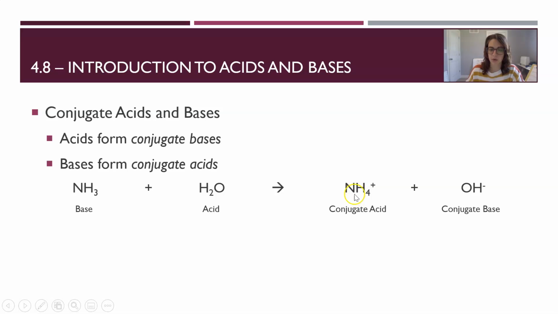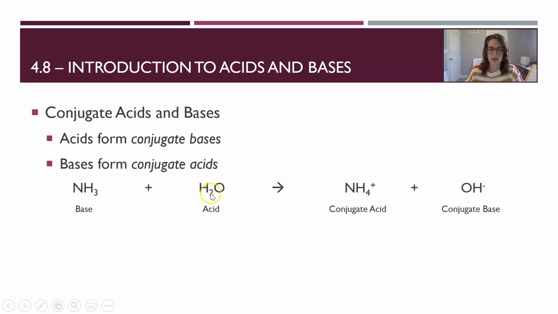If I think about this the other way, my NH4+, in order to become NH3, has to lose a hydrogen. Acids lose hydrogens, therefore my conjugate acid becomes my base. That leaves my water as my other pair. So that leaves water as my acid and my hydroxide as my conjugate base.